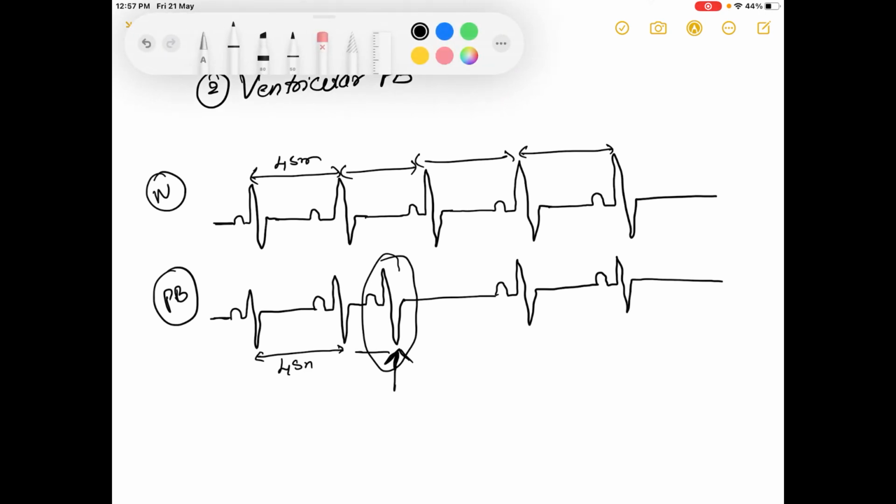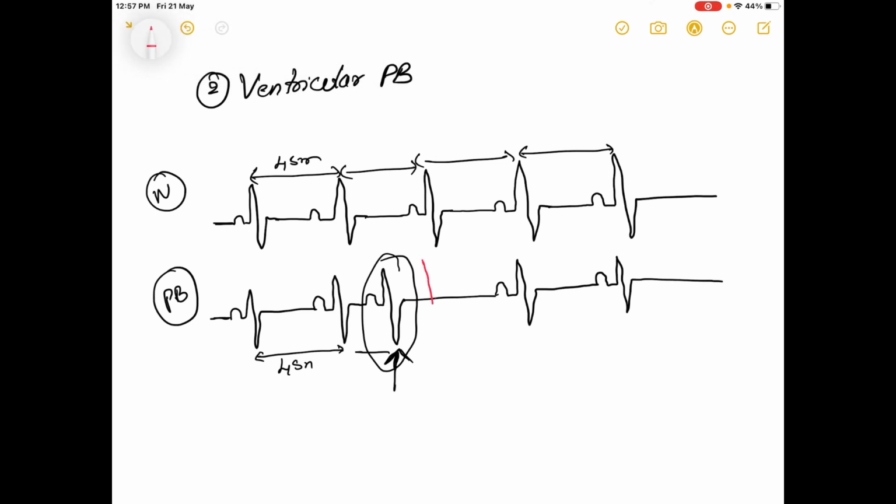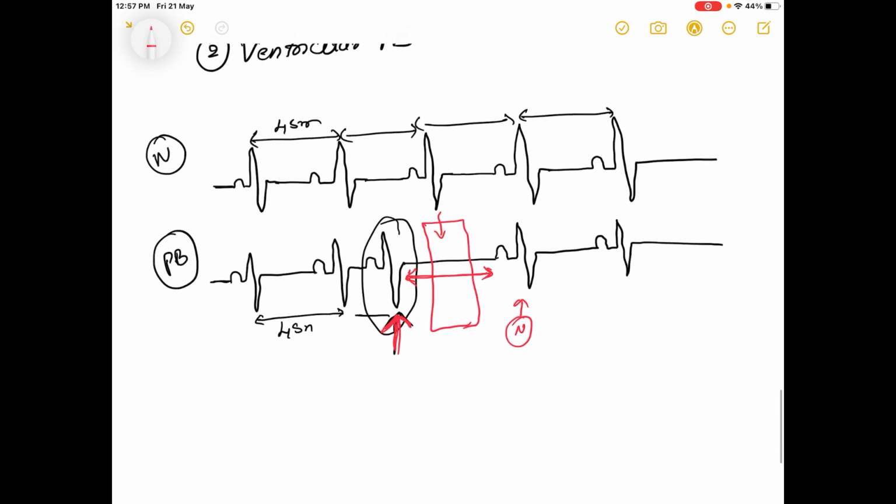The next sinus beat should have been here. But since there is a premature beat which has occurred prior to the next sinus beat, there is a pause. And then there comes a normal sinus beat again. So there is a pause seen in premature beats. Let's see why there is a pause. So this is the compensatory pause.